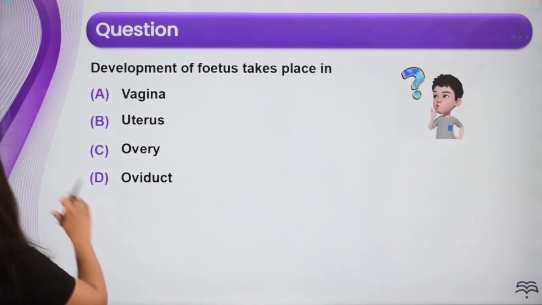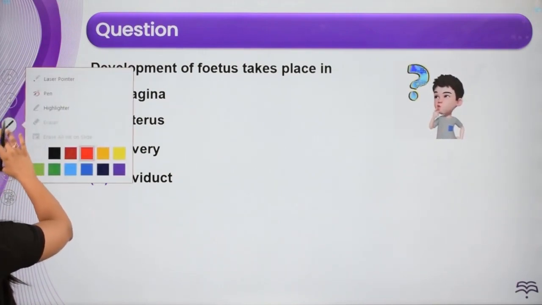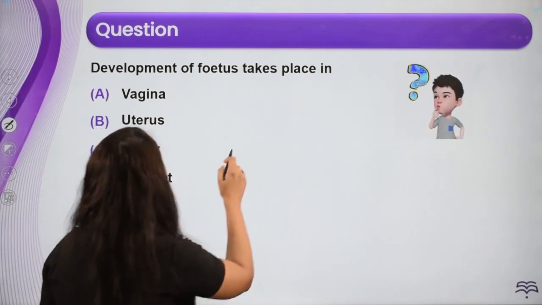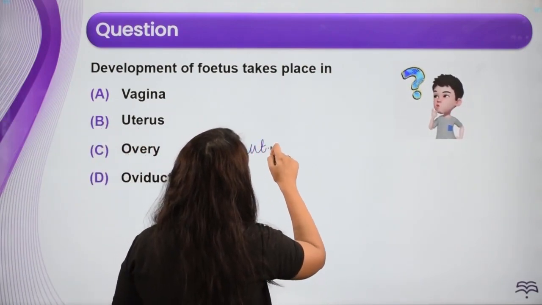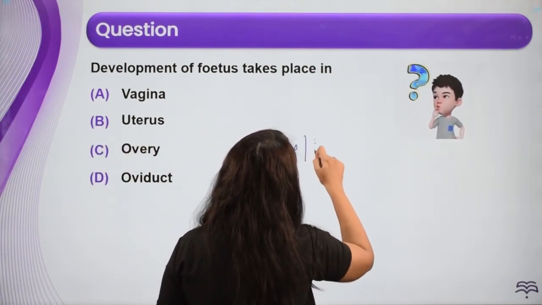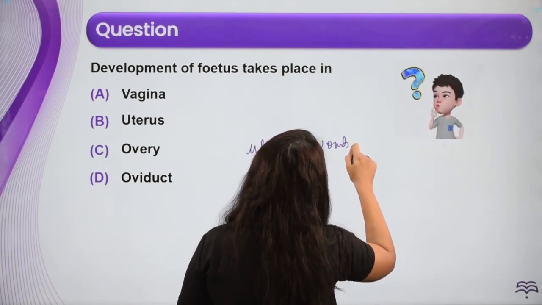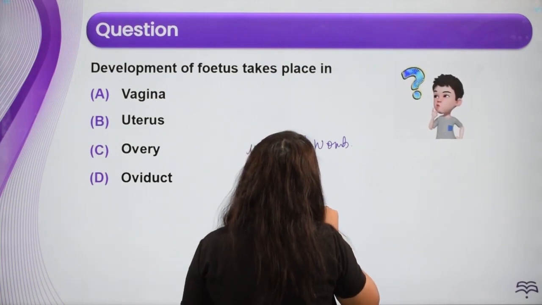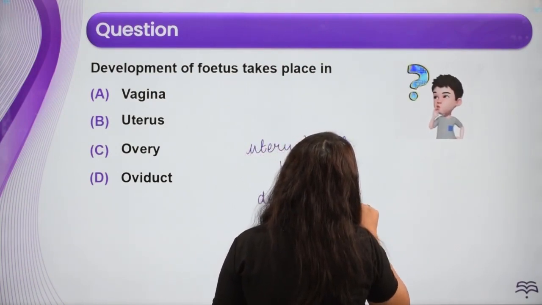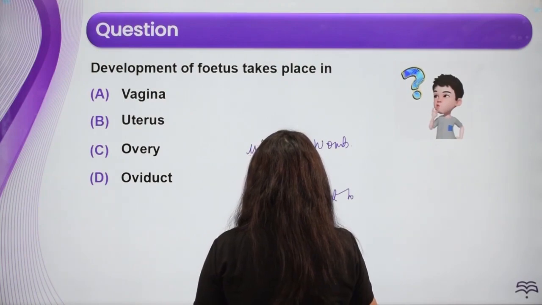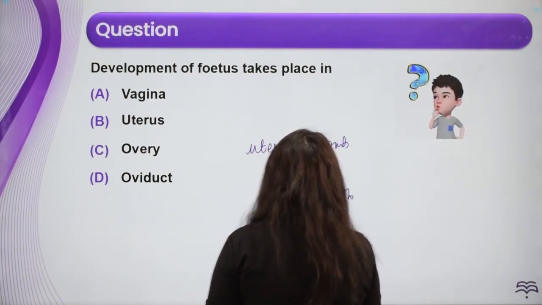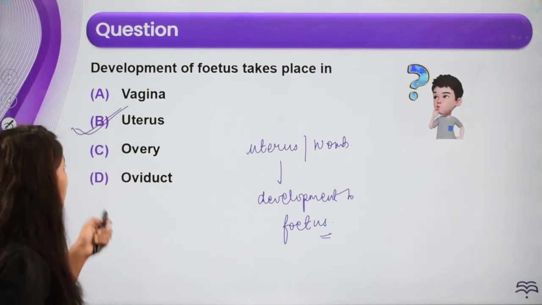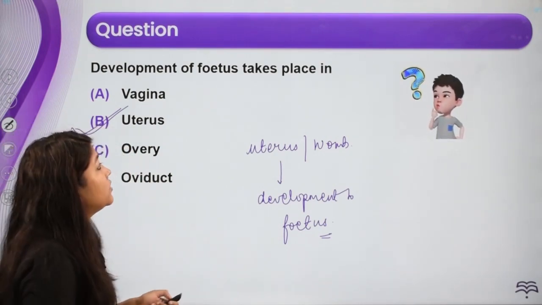Okay, next question. Where does development of fetus take place? We saw the uterus, which is also called the womb. Here development of fetus occurs. So in the answer, let's find uterus or womb. Vagina, uterus, right. So what is going to be the answer? B is going to be the answer, the uterus.